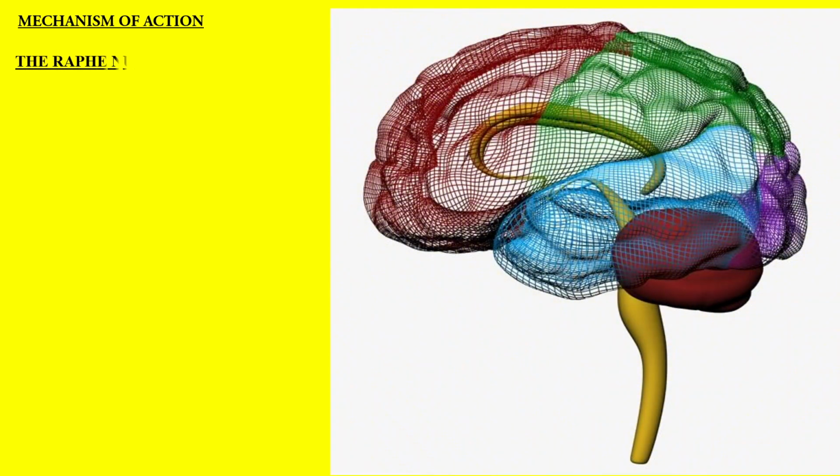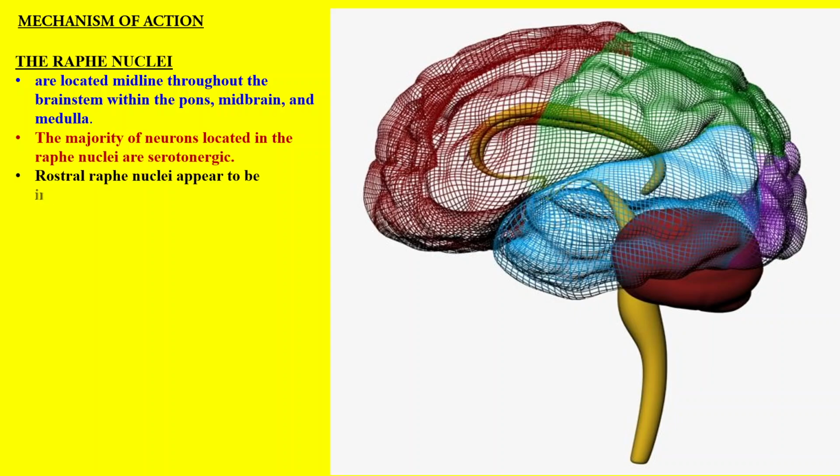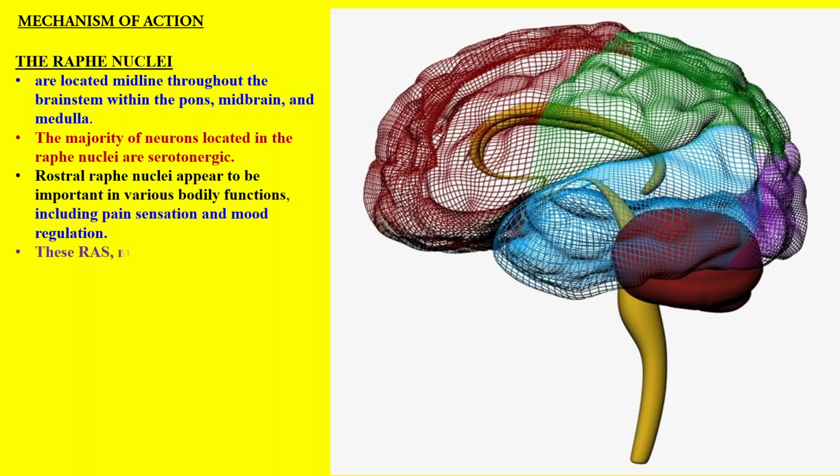Now we will be discussing the mechanism of action of alcohol. And for that, we need to have a look at the anatomy of the brain. The first system to be affected is the reticular activating system, and in that the main nuclei that are affected are the Raphe nuclei, which are located in the midline throughout the brainstem within the pons, midbrain and medulla.